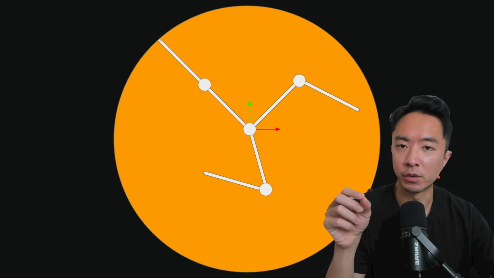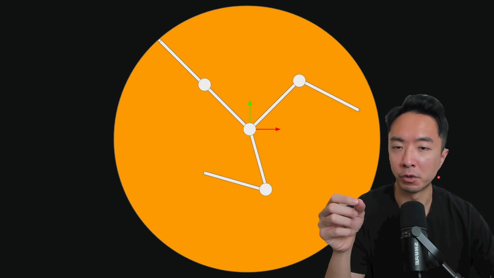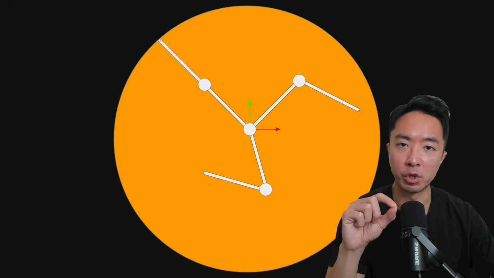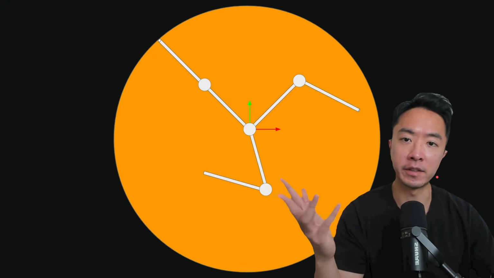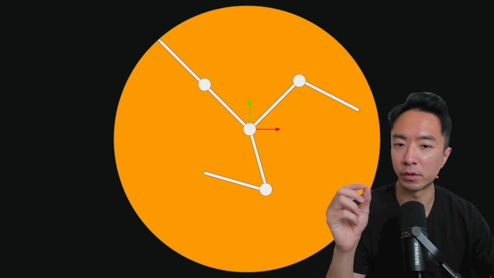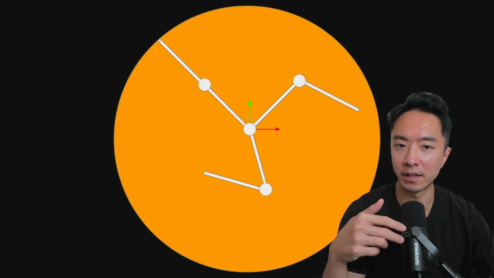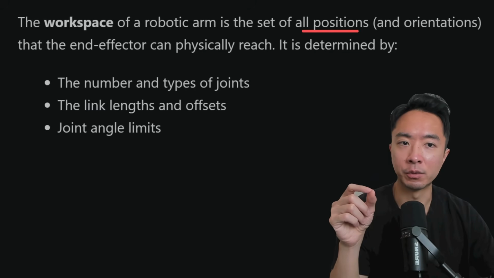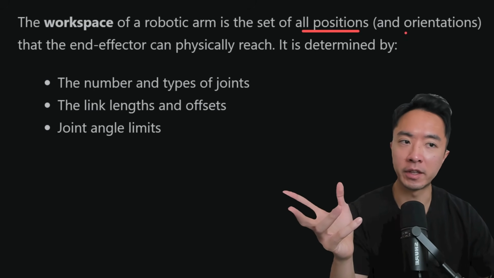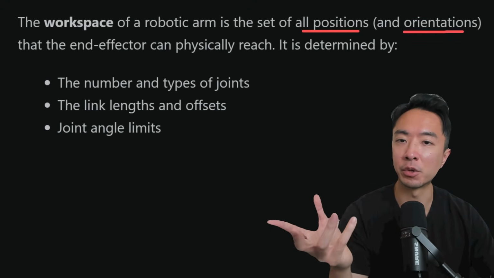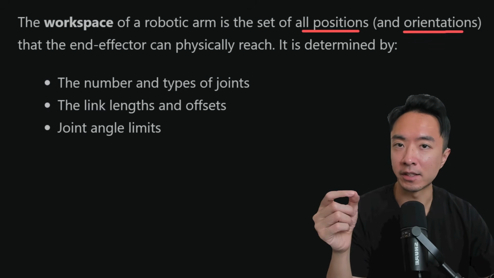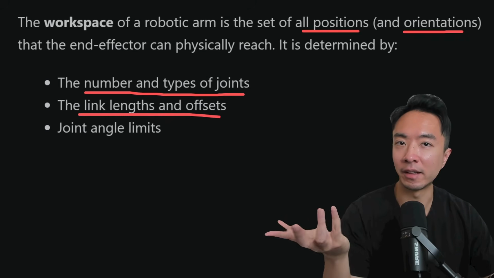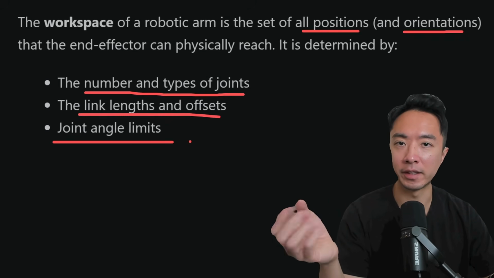Now, this right here is a workspace for a 2DOF robot. The idea is this is the range of points that this robot can reach. You can typically find this by sweeping the angles for theta 1 and theta 2, the two joints, and seeing all the points that it can reach. For 2DOF, we're only dealing with positions, but the more general case is to have position and orientation. The actual workspace that you get will depend on things like the number and types of joints that you have, the link lengths and offsets, and also the joint angle limits.